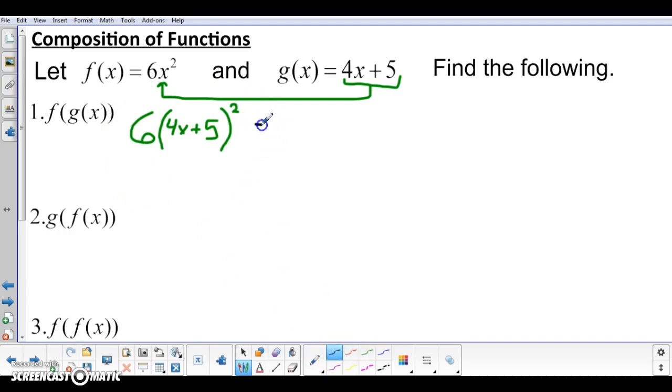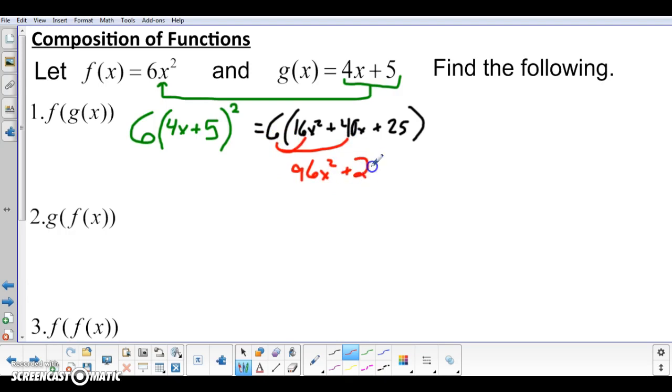Now we could certainly FOIL this out and simplify it a little bit. I'd have 6 times in parentheses the square of this binomial. Using our rules, we'd square the first term, multiply the two together and double it, and then square the second term. And then probably distribute the 6, which would give us 96x squared plus 240x plus 150.